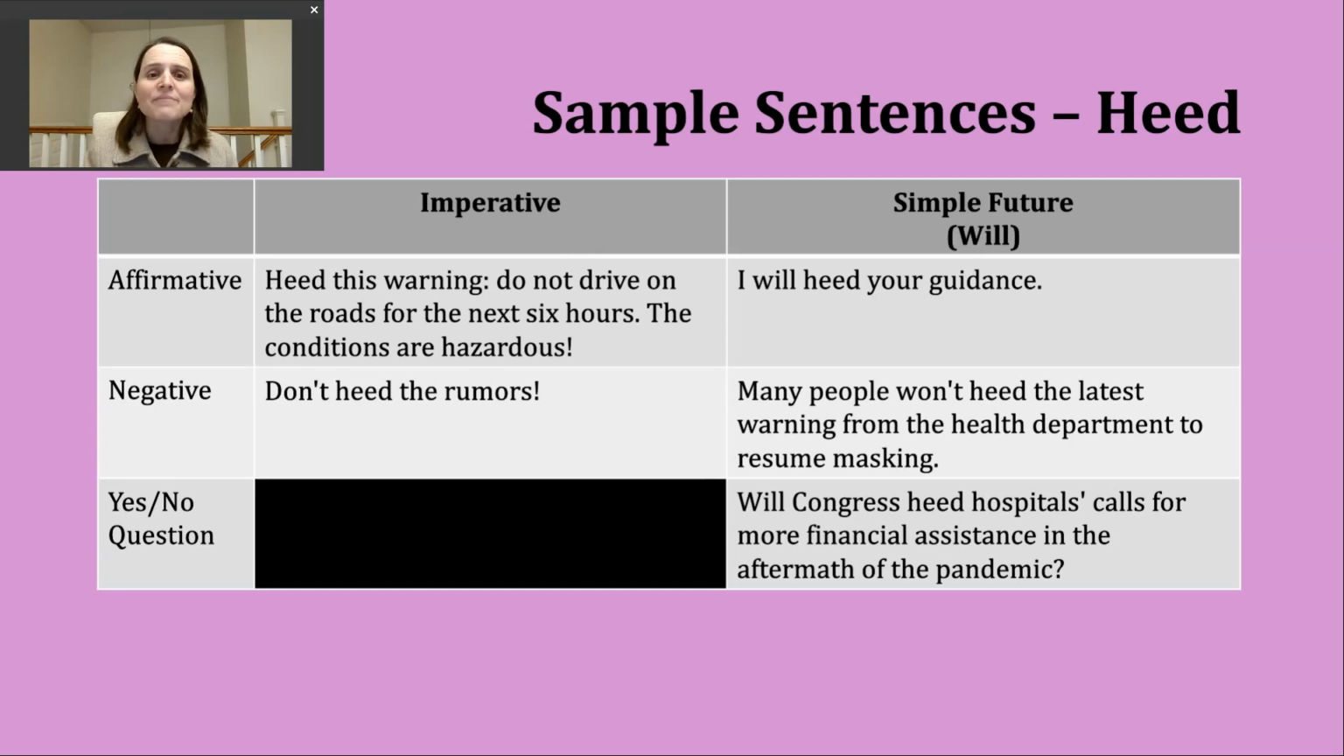Heed this warning. Do not drive on the roads for the next 6 hours. The conditions are hazardous. Okay.